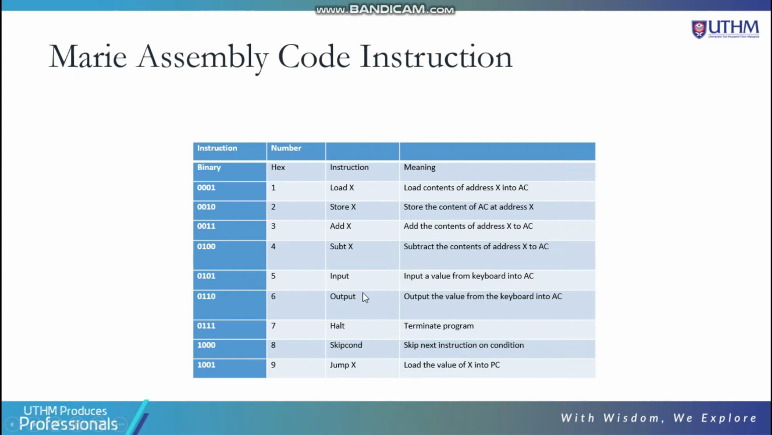5 is Input, the input value from the keyboard into AC. 6 is Output, used to output the value from AC. And 7 is the Halt instruction. We use it to terminate the program after we finish running the program. So 8 is Skipcond. We use it to skip the next instruction on condition.